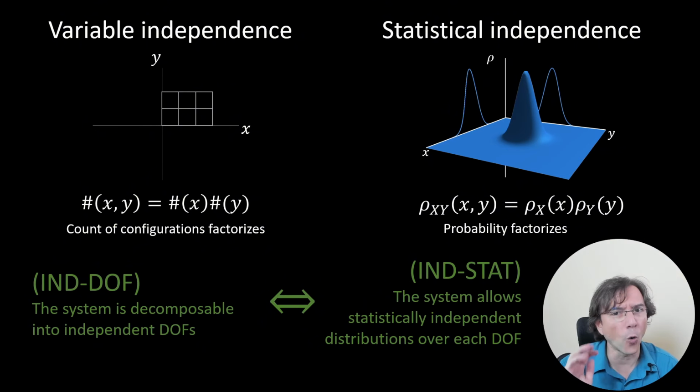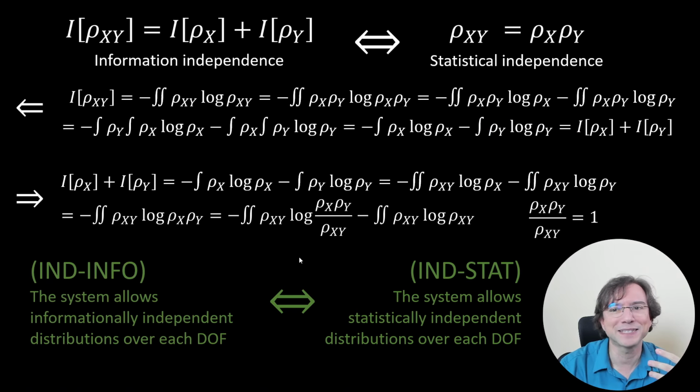It doesn't mean that it always has them, but it says I can have them. And if I can have them, then the number of configurations must factorize, and therefore these two conditions are equivalent. Well, another thing that we can say are equivalent is the link between information independence and statistical independence. And so the idea is that whenever you have statistical independence, you have information independence and vice versa.